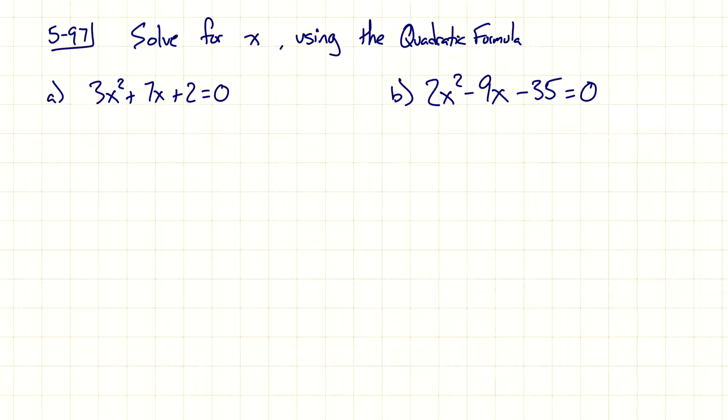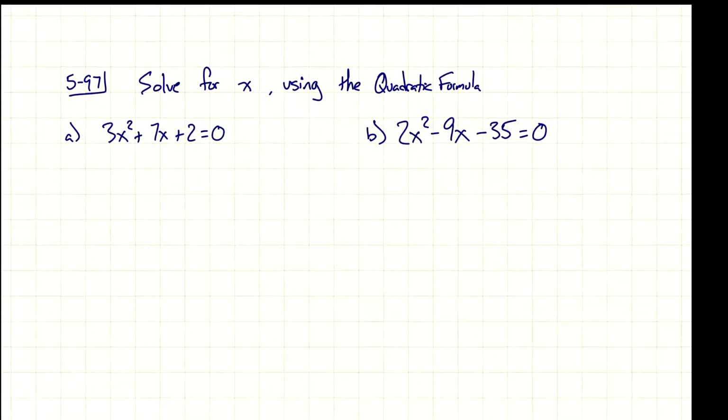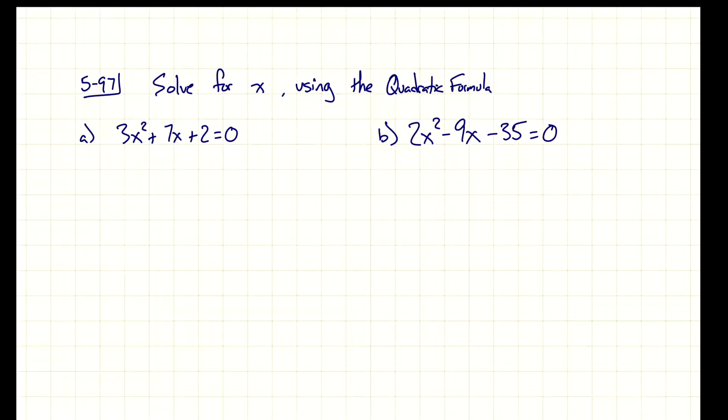All right, so let's look at doing these. And let me write out the formula here at the top. X equals negative b plus or minus the square root of b squared minus 4ac, over 2a. Make sure that square root covers the whole second part of the numerator, so you don't want to draw it too short.